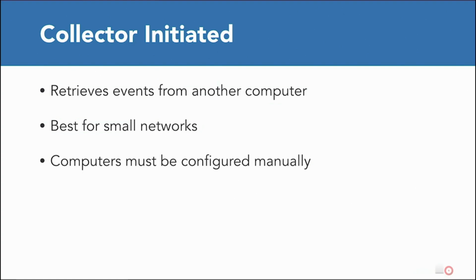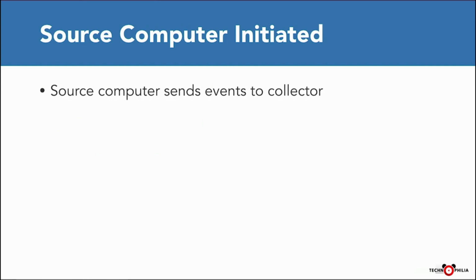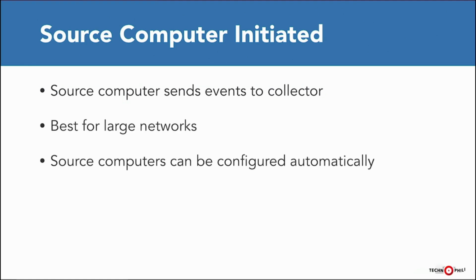Source computer-initiated subscriptions are those that start at the source computer. The source computer sends events to a collector computer. This is best for larger networks because source computers can be configured using group policy and do not need to be configured one at a time.